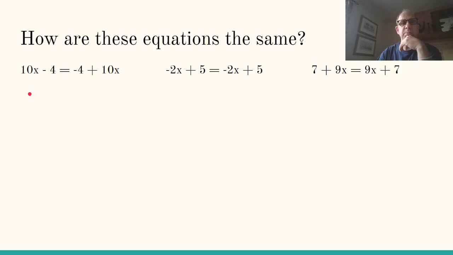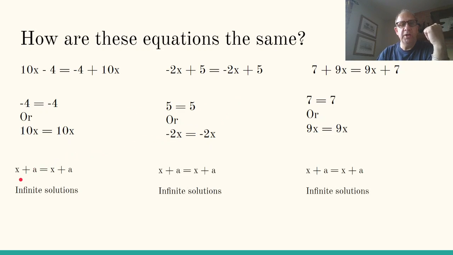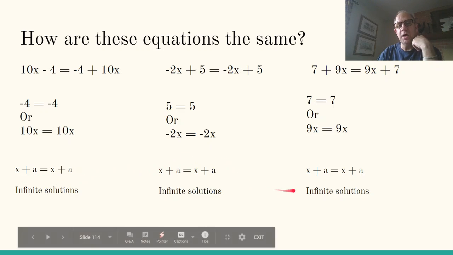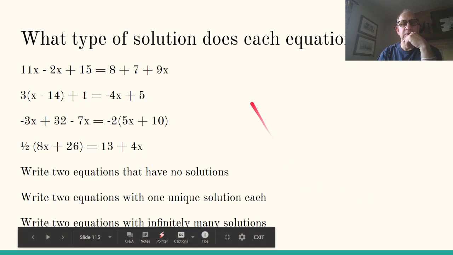And how are these the same? 10x minus 4 equals minus 4 plus 10x. Negative 2x plus 5, negative 2x plus 5, 7 plus 9x, 9x plus 7. Do you notice? They're all exactly the same. So when I simplify, I can either get 10x equals 10x, or negative 4 equals negative 4, or 0 equals 0. So if the variable and the constant are the same on both sides, I will have an infinite number of solutions.